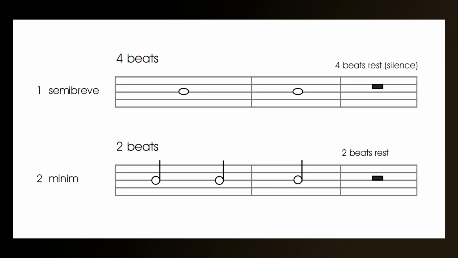So, to summarise what we've learnt so far, we've got a semibreve that lasts for 4 beats, and the semibreve rest does the same, and now we've got the minim which lasts for 2 beats, and the minim rest does the same again. Right, let's do some exercises to help you remember what you've learnt so far.